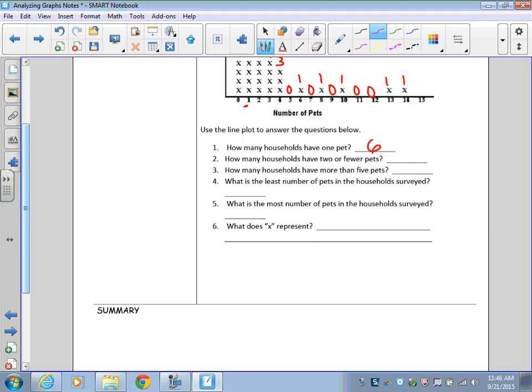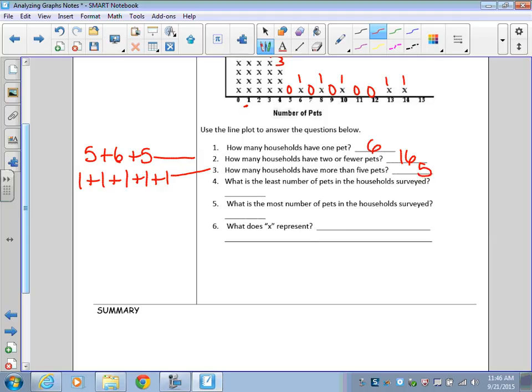How many households have 2 or fewer pets? I'll write that over here. It's going to be 16, but this is how I got it. 5 plus 6 plus 5. That's how I got 16. Problem number 3. How many households have more than 5 pets? That's going to be 5. 1 plus 1 plus 1 plus 1 plus 1. That's going to give us 5.